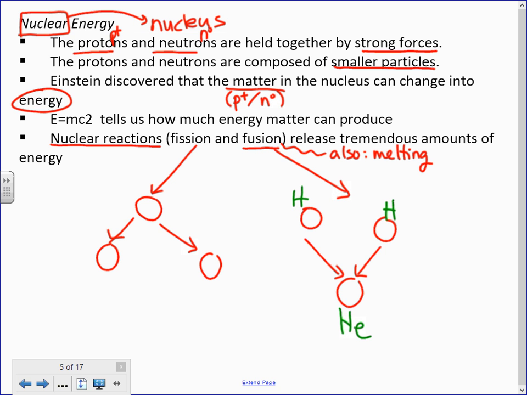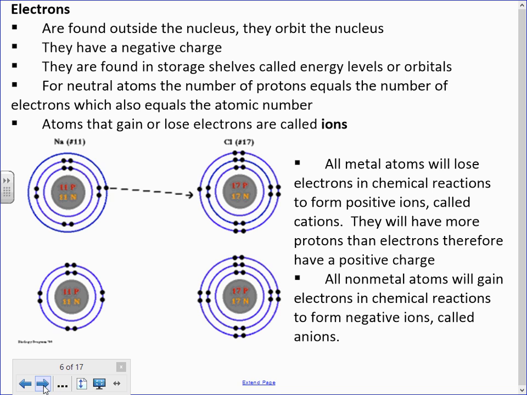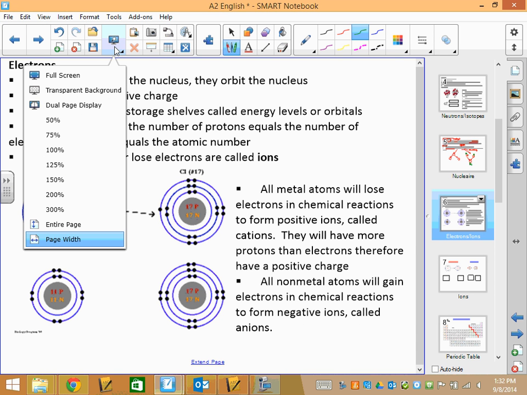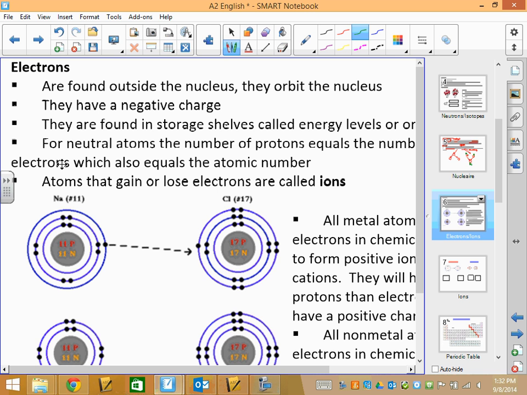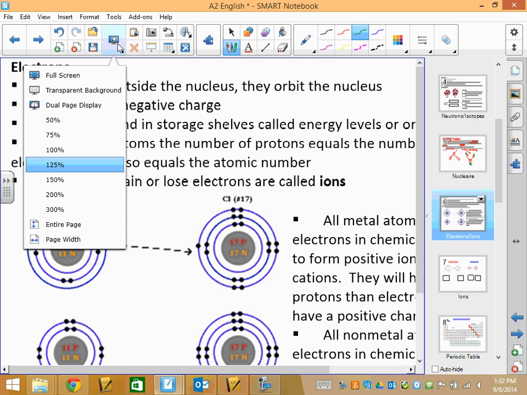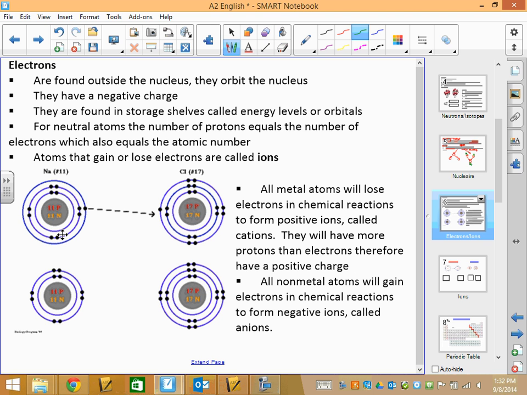Does anybody need this screen to still be up because they're writing something off of it? So I'm just going to make this a little bit bigger. That's not good. There we go, page width. I guess that's as good as it gets, hey?